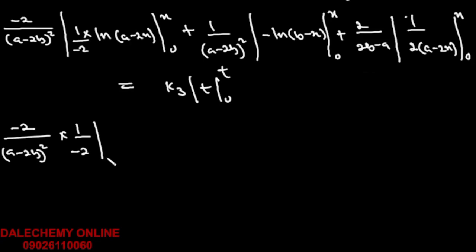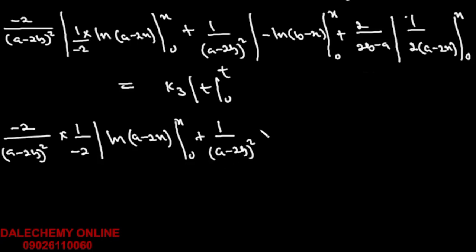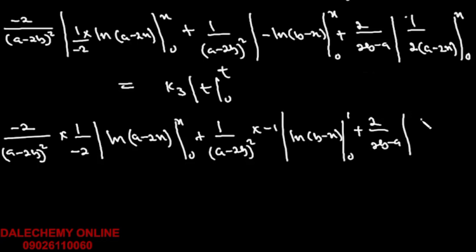minus 2, then ln(a minus 2x) from 0 to x, then plus 1 over (a minus 2b) squared. You can also multiply by minus 1 and factorize that out, and you have ln(b minus x) from 0 to x. Also, we have plus 2 over (2b minus a), and 1 over (2a minus 2x) from 0 to x. Now, by the time you substitute your limit here, we have k3, then t minus 0.